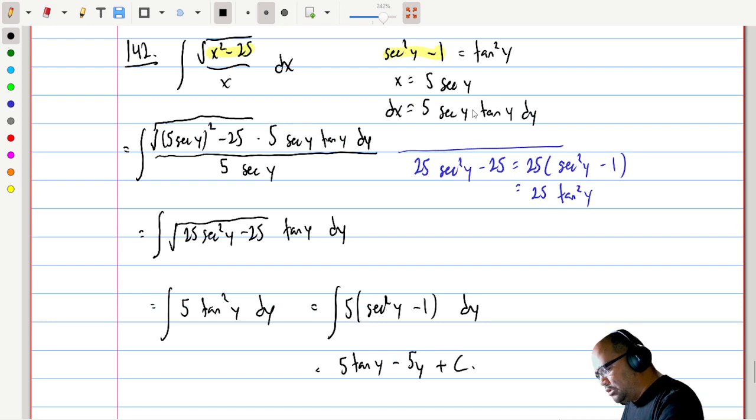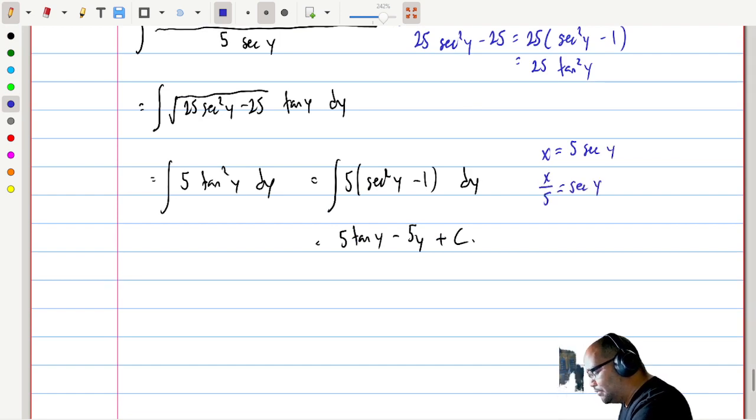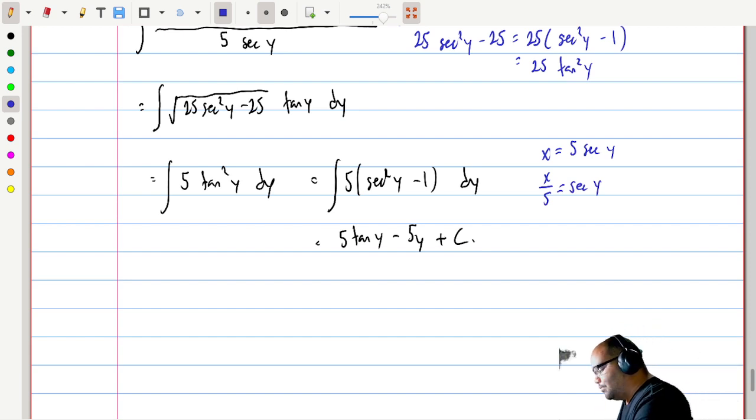So let's do some reference triangle stuff here. Remember we have x equals 5 secant of y. So x over 5 is secant of y. And so this already tells you that y is equal to arcsecant of x over 5. But then you've got to draw your triangle.